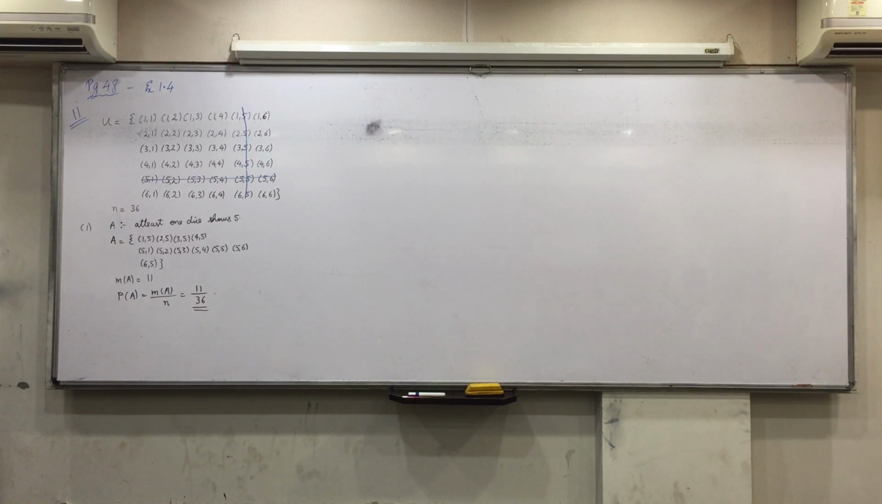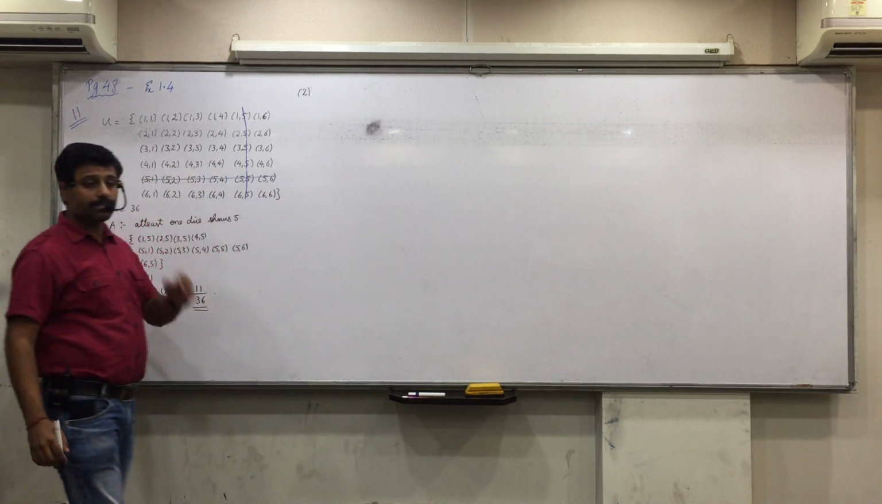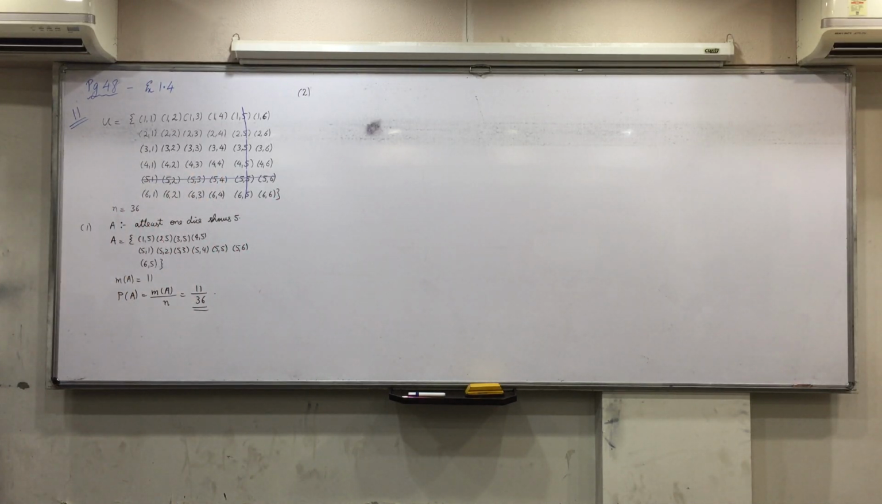Any confusion in this? Should I take up the second one? Yes. Those of you still solving A, all are completed. Now, the first dice shows 5 or 6. First dice shows the number 5 or 6. Mark it as B because A is already defined.